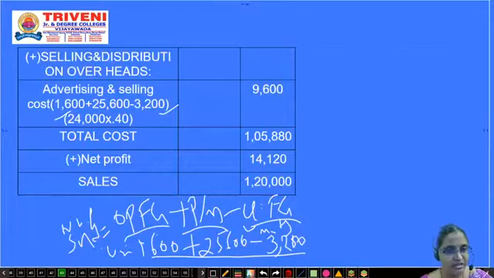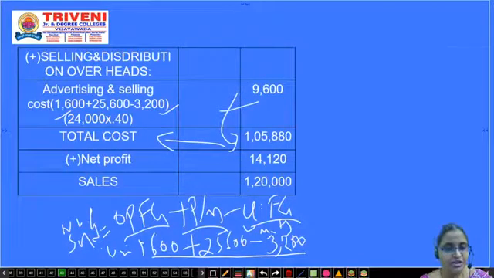24,000 into 40 paise. Why did you take the 40 paise only? In the sum they already said advertising and selling cost 40 paise per unit. So you sold 24,000 units in this year. So 24,000 into 40 paise, now you got 9,600. So the 9,600 was added to the previous amount. Now you got the amount 1,05,880. 1,05,880 is named as total cost.